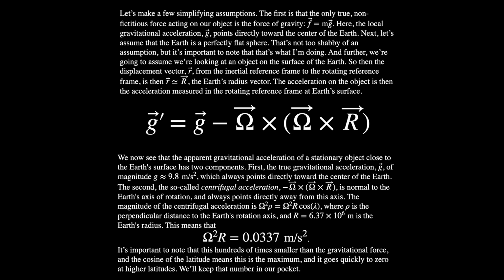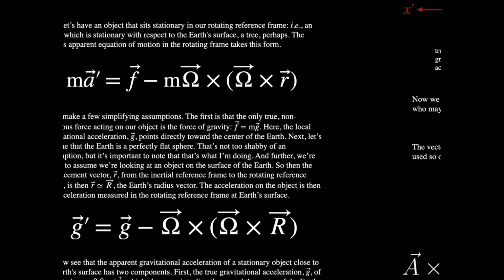So the radius of the Earth is approximately 6.37 times 10 to the 6th meters, which is a long way. And that means that omega squared rho has a value of 0.0337 meters per second squared, which is a lot smaller than 9.8 meters per second squared. It's important to note that this is hundreds of times smaller than the gravitational force. And therefore, the cosine of the latitude means that it is maximum at the equator and quickly drops to 0 as you get closer and closer to the poles. Let's just remember this number and continue our quest.